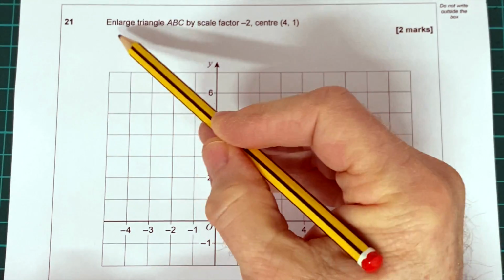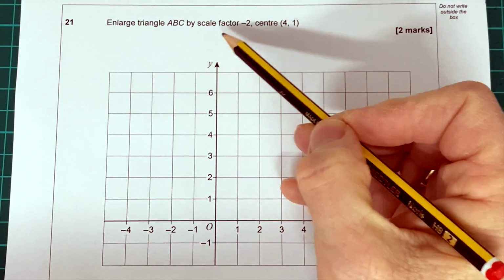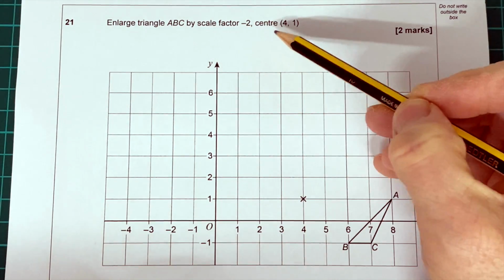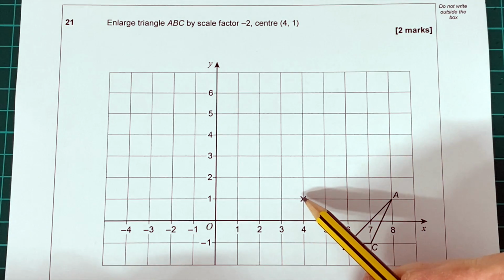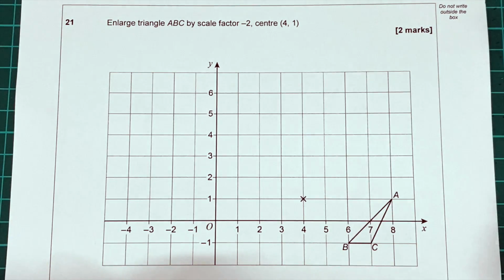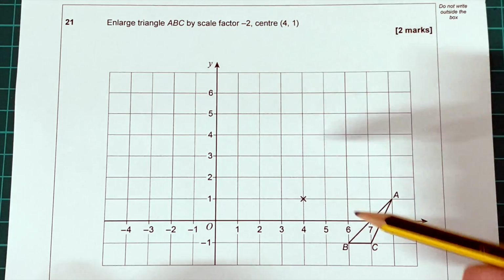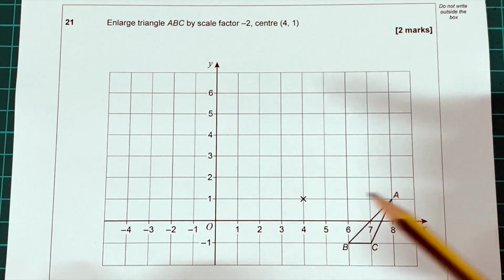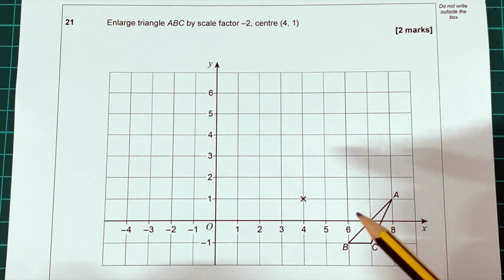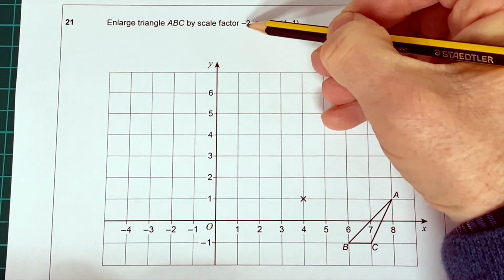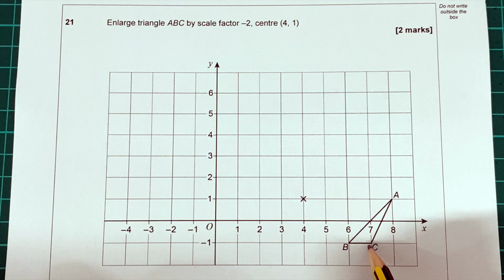Question 21. Enlarge triangle ABC by scale factor -2, center 4, 1. So they've shown us where the center is, 4, 1. There's the triangle, and it says scale factor -2. Now the negative means it's going to be on the other side of the center of enlargement, and it's going to be flipped over. The 2 means it's going to be twice as big. So BC, for example, is going to be, instead of 1 square wide, 2 squares wide.